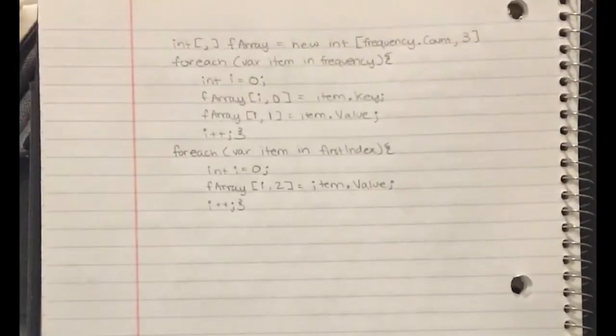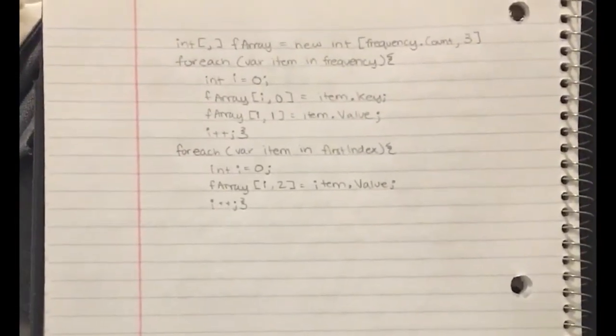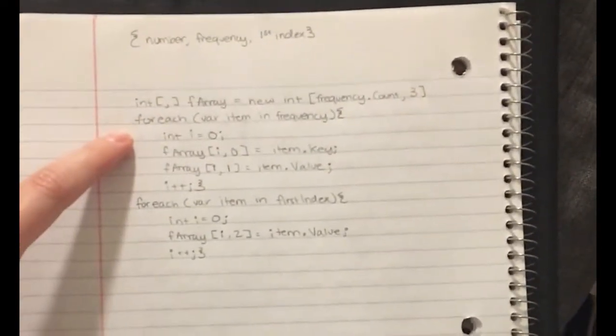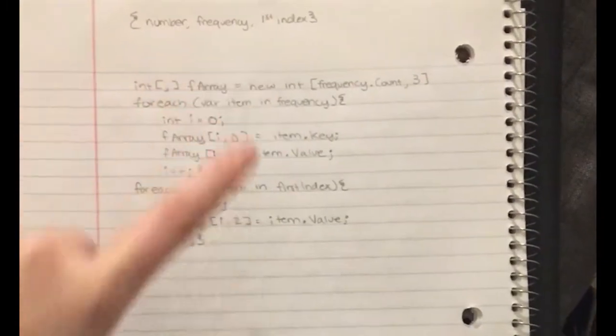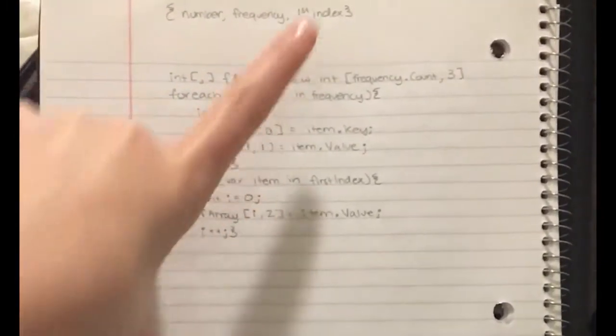Now I have created my 2D array where the number of rows will be the count of the frequency dictionary, and within each, the number of columns will be 3, which will be our number, frequency, and first index. Now I have written the two loops that will populate my 2D array. So I have the for each loop that grabs the number and the frequency, and then this for each loop goes through the first index to populate the first index column.